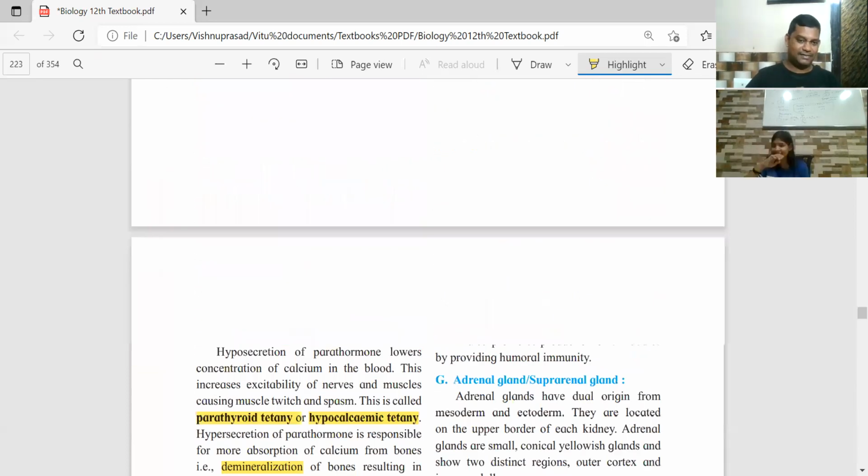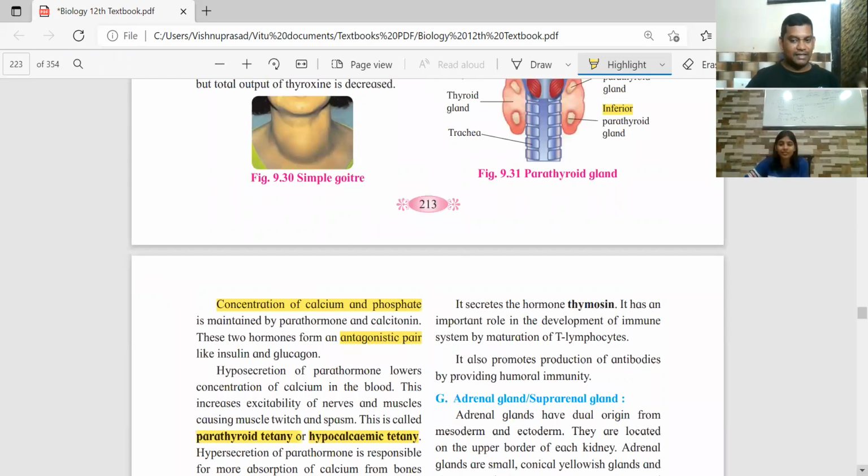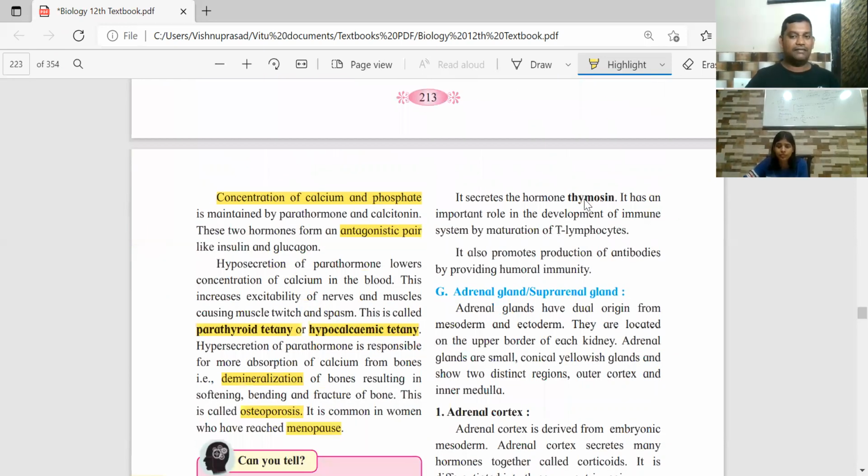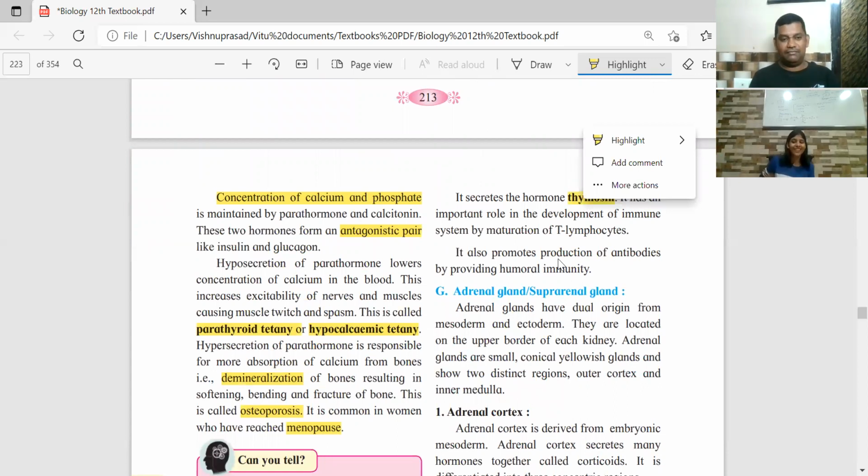The thymus gland secretes only one hormone called thymosin. Remember, thymosin. What does it do? Developing the immune system of the body.